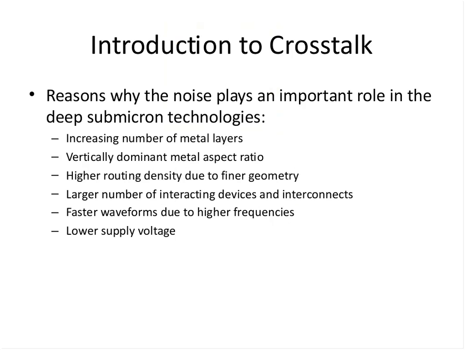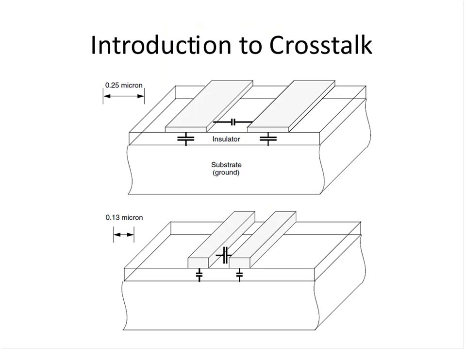Noise is something which is caused by crosstalk. The reason why noise plays an important role in deep submicron is that, look at this figure first. In earlier technologies the metal layers were further apart and the packing density was less. The number of metal layers has been increasing, so now the metal layers are packed closer and closer together. To compare two technologies, 0.25 and 0.13, we see that in 0.13 the metal layers are nearer as compared to 0.25.